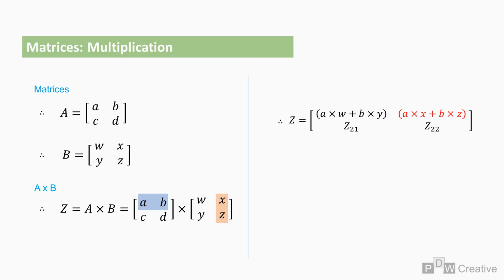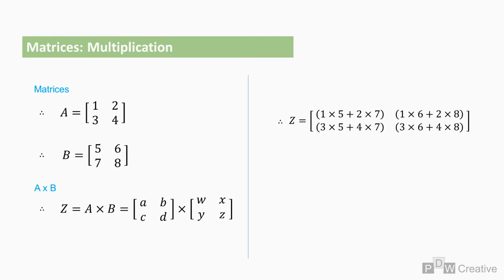Moving on to cell Z12, we are still on the same row as cell 11, so the row reference is unchanged. But we are one column over, so we use the column reference featuring X and Z. Z12 is therefore A times X plus B times Z. Z21 uses the second row and the first column references, while Z22 uses the second row and second column references.